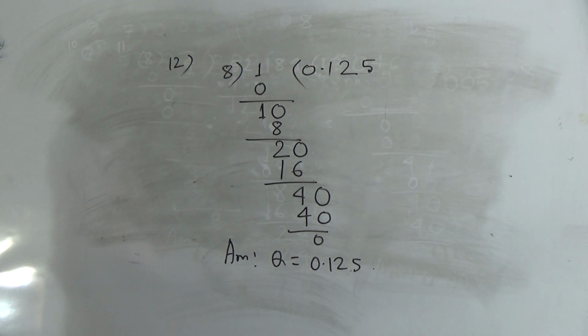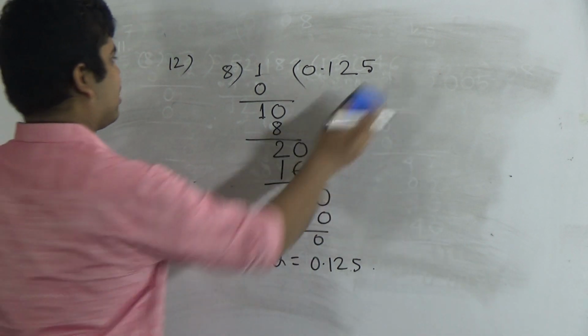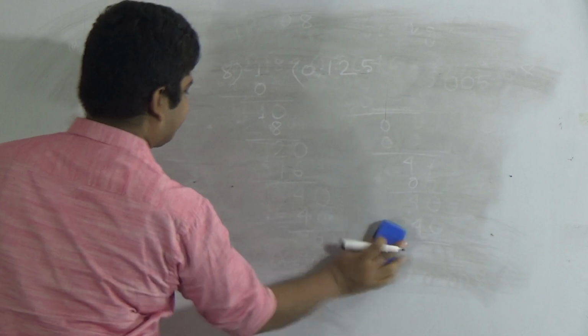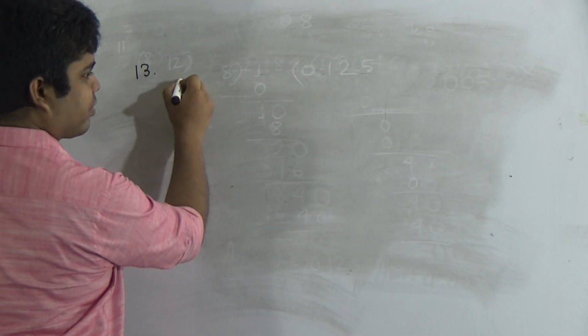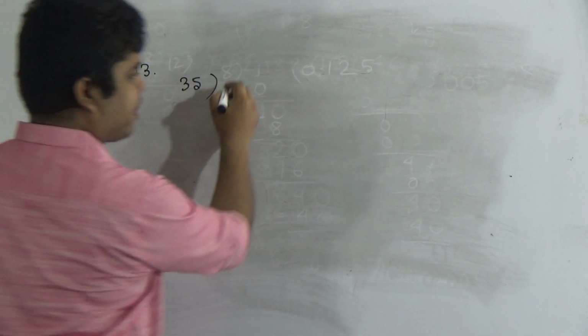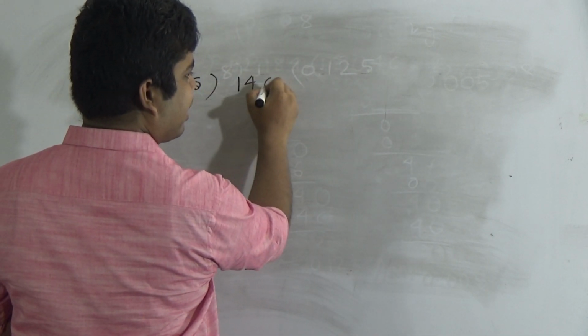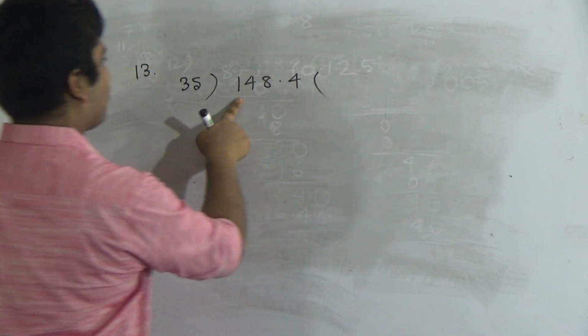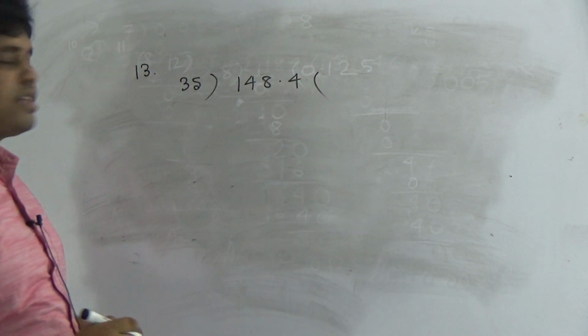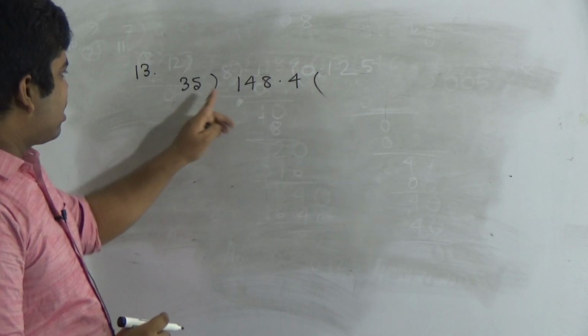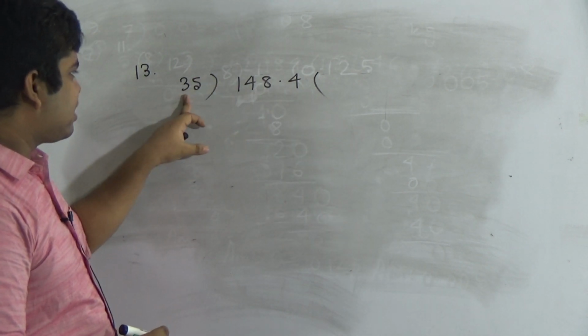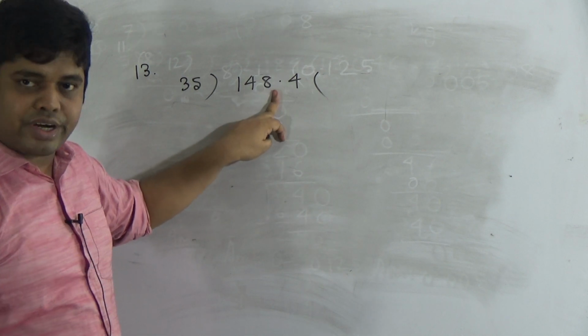Next we shall solve question number 13. Question 13 is, all the math is the same: 148.4 divided by 35. Dear student, 148.4 is the dividend and 35 is the divisor. Dear student, 14 is smaller than 35. For this reason we take 3 digits.